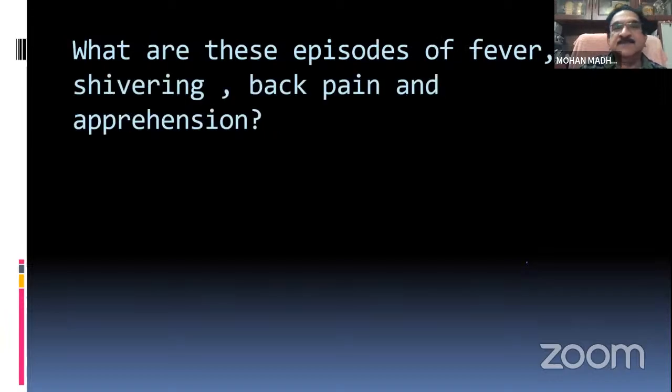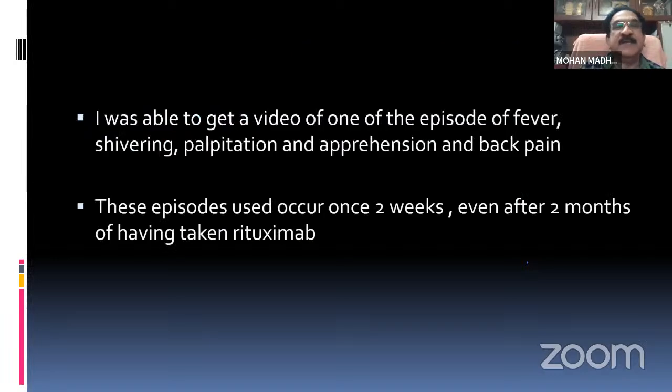Now, what are these episodes of fever, shivering, and back pain and apprehension the patient has been having? There is one major complaint he is complaining of now. Every 2 weeks he had these episodes. In fact, I did not give much importance to the complaint, and I was only looking at the peripheral neuropathy part of it. Then subsequently, when I asked him to come for follow up, even before that he came with one episode of that fever and shiver.